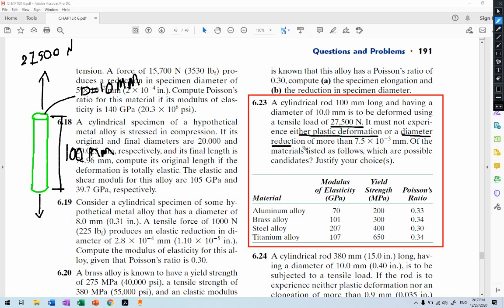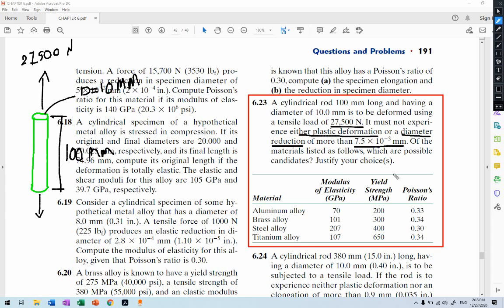Why does it say the diameter reduction here? Because we have tension. When there is tension, the length is increasing, the diameter is decreasing. So that's why it says diameter reduction, it's not allowed more than 7.5 10 to the power minus 3 millimeter. That's basically delta D. So delta D must not be more than 7.5 10 to the power minus 3 millimeter. Those are the two conditions that must be there with any material that you're using.